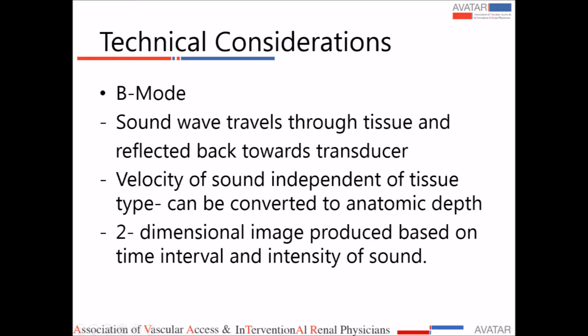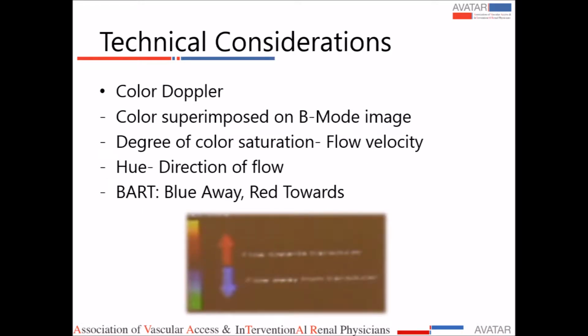So briefly, I'll just touch upon some technical considerations. The kind of ultrasound that we commonly see is the B-mode ultrasound, the grayscale imaging. And this is based on the fact that a sound wave travels through the tissue and is reflected back into the transducer, and you get a two-dimensional image.